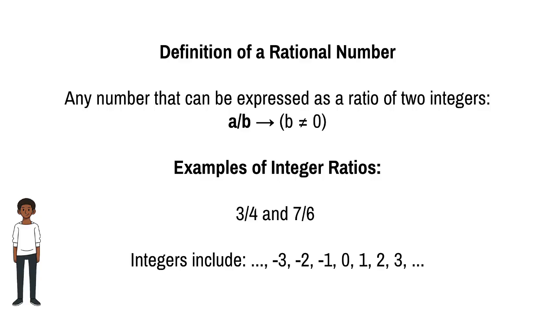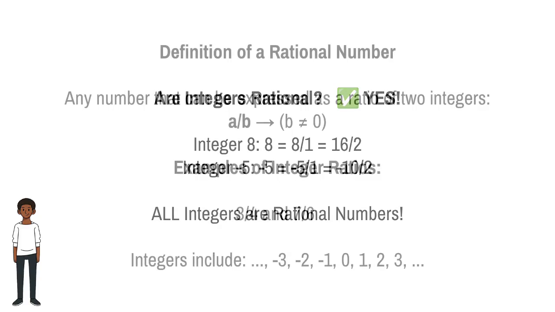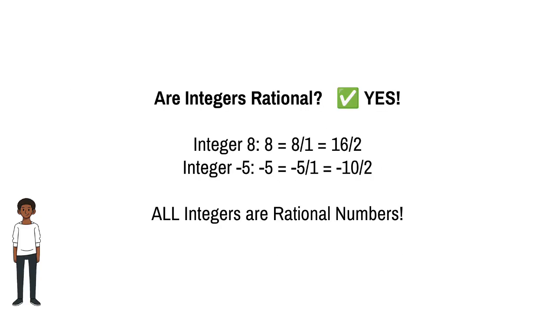Examples like 3 over 4 or -7 over 6 are clearly rational numbers, because both the numerator and the denominator are integers. Here's a question for you. Is an integer like 8 or -5 a rational number or an irrational number? Can we write the integer 8 as a ratio of two integers? Absolutely. We can write 8 as 8 over 1 or 16 over 2.